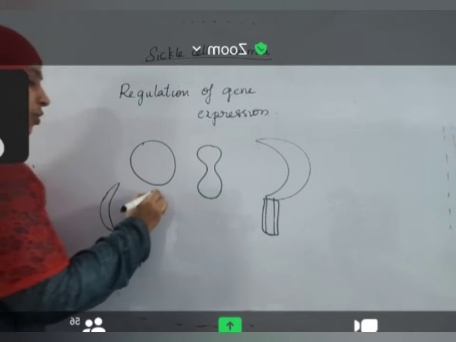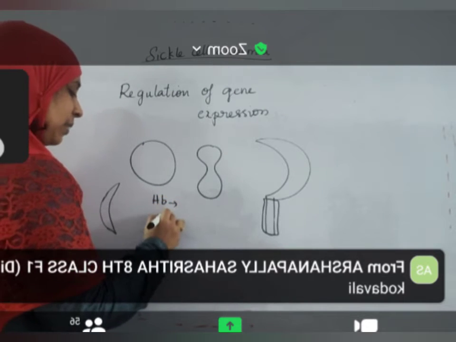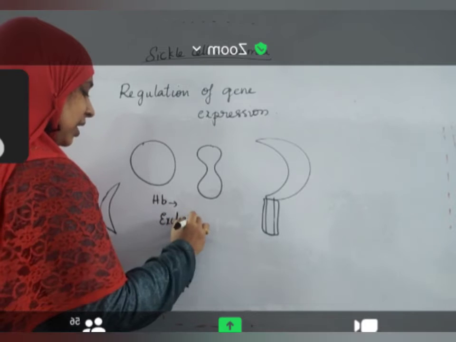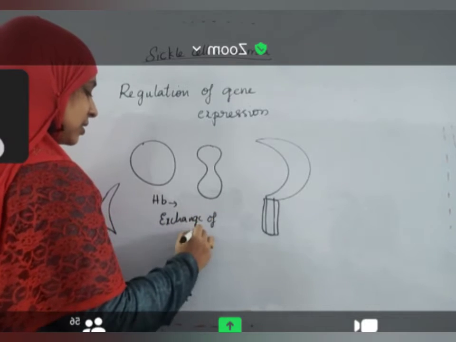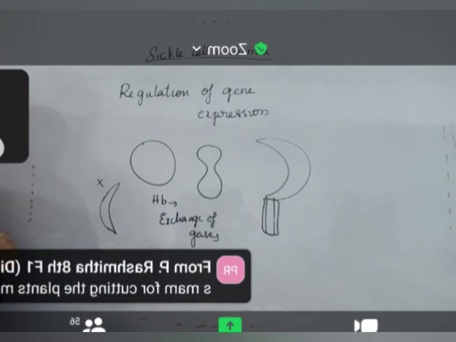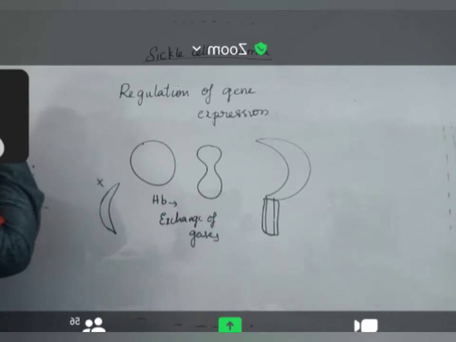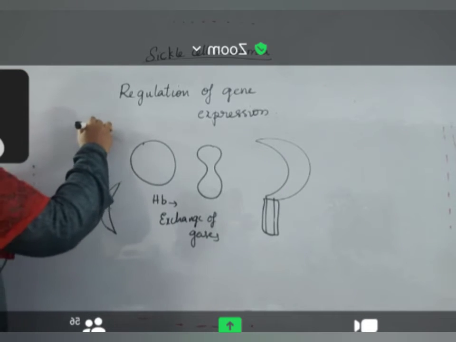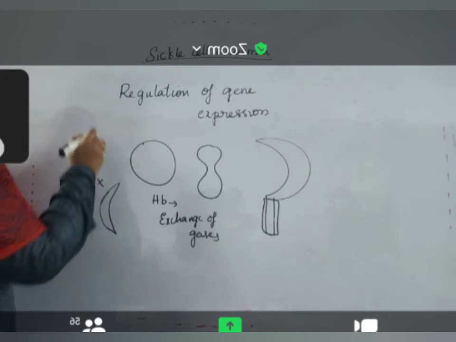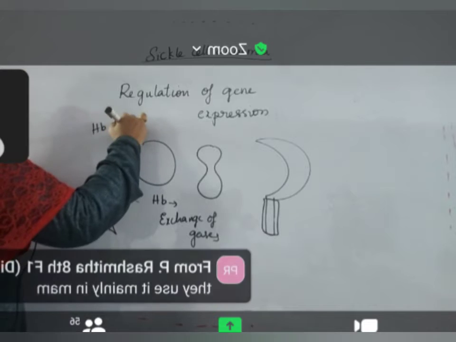What is the main function of RBC? RBC has hemoglobin. It helps in exchange of gases. That function cannot be performed by this cell which is sickle in shape. As a result, the patient will face all the problems that are faced by patients who have hemoglobin deficiency.